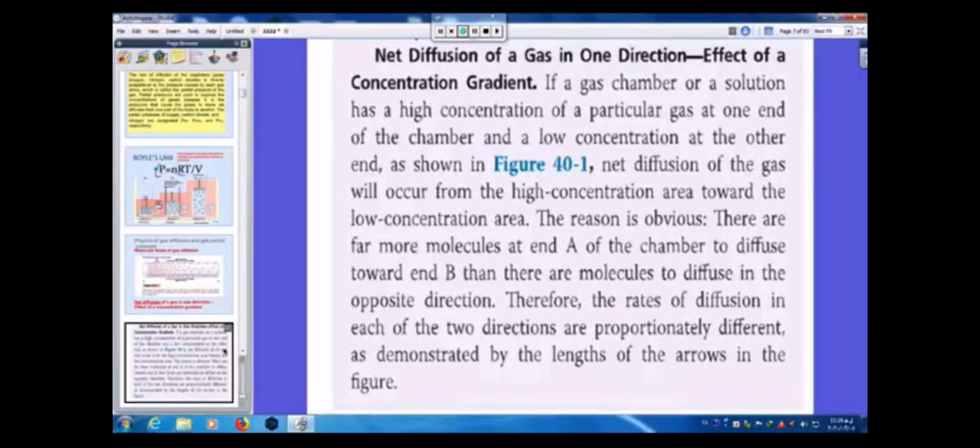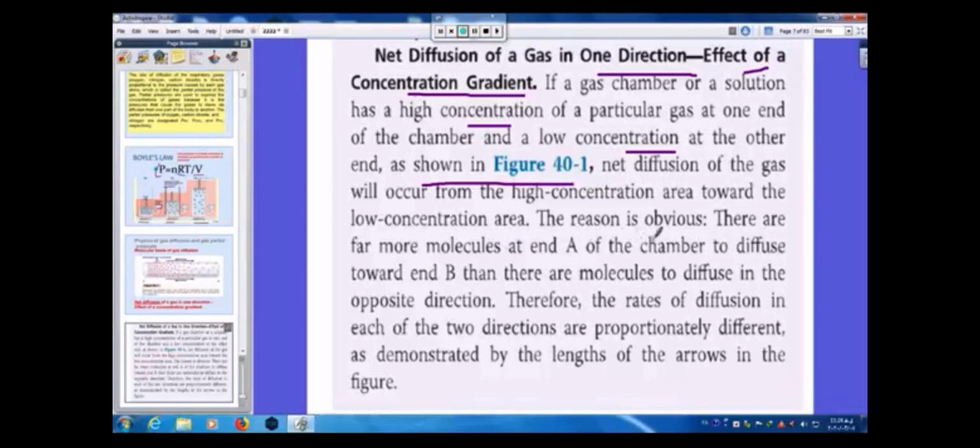Based on the figures we mentioned before, in this figure you can see the net diffusion of the gas in one direction. The effect of the concentration gradient is very important. If a gas chamber or a solution has a high concentration of the partial gas at one end of the chamber and a low concentration at the other end, as shown in this figure, the net diffusion of the gas will occur from the high concentration area towards the low concentration area.